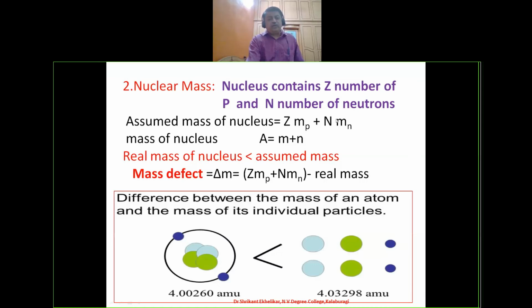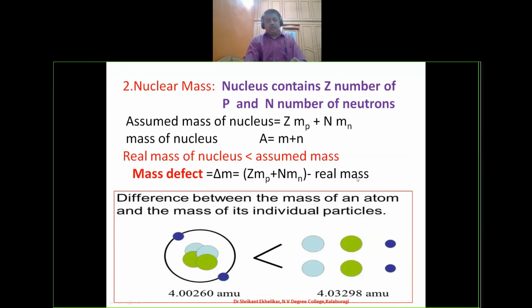So this difference between real mass and assumed mass is called mass defect. This is a very important aspect. Mass defect is the real mass of the nucleus minus the assumed mass, so the difference between these two. This is called mass defect, and it is represented by delta m. So delta m is the small difference between the masses, that is, the assumed mass, Z number of protons into their mass plus N number of neutrons into their mass, minus the real mass.